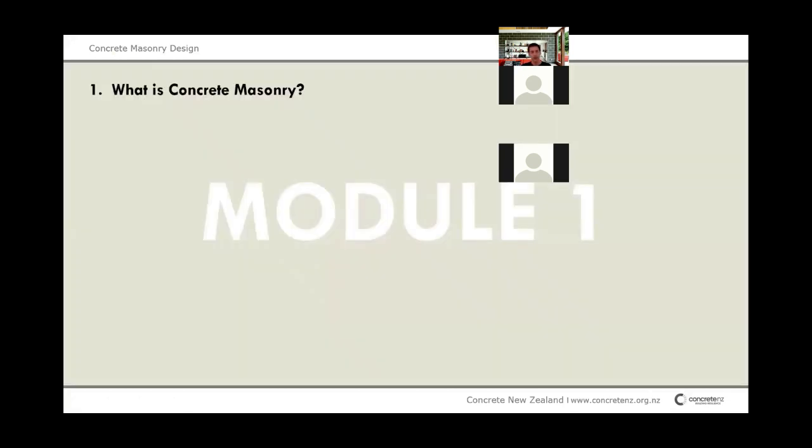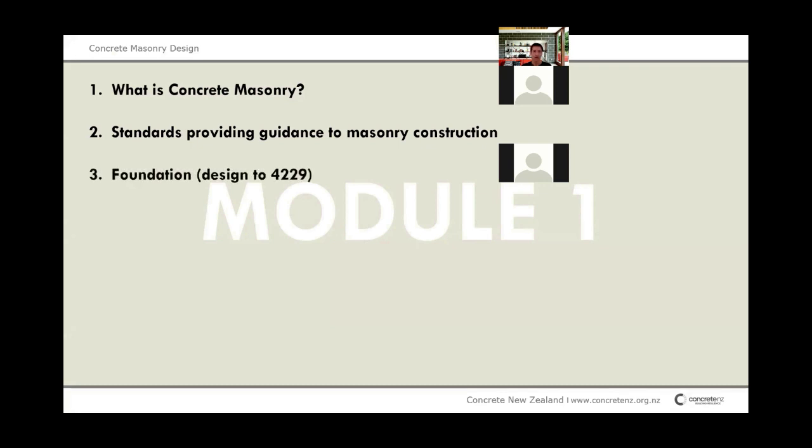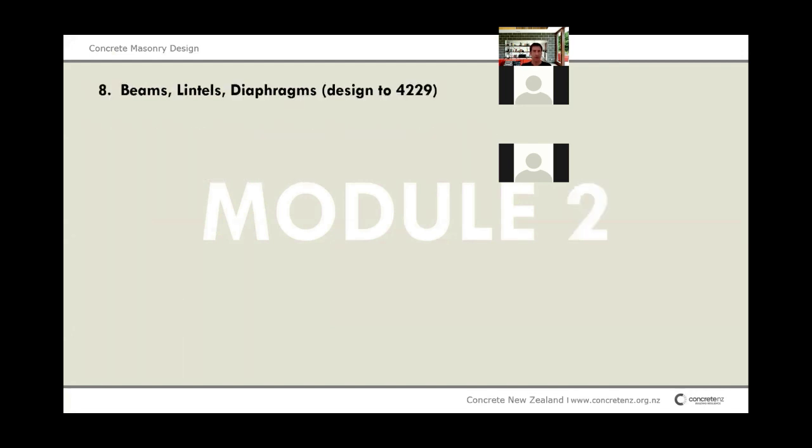So I've prepared a few chapters. First up, what is concrete masonry? The four parts which make a concrete masonry wall. Standards providing guidance to masonry construction, which are out there in New Zealand, which we can use. Foundation design then to 4229. Walls in general, grouting, shrinkage control, tolerances, beams, lintels, diaphragms, and bracing, and all the latter to design to 4229.